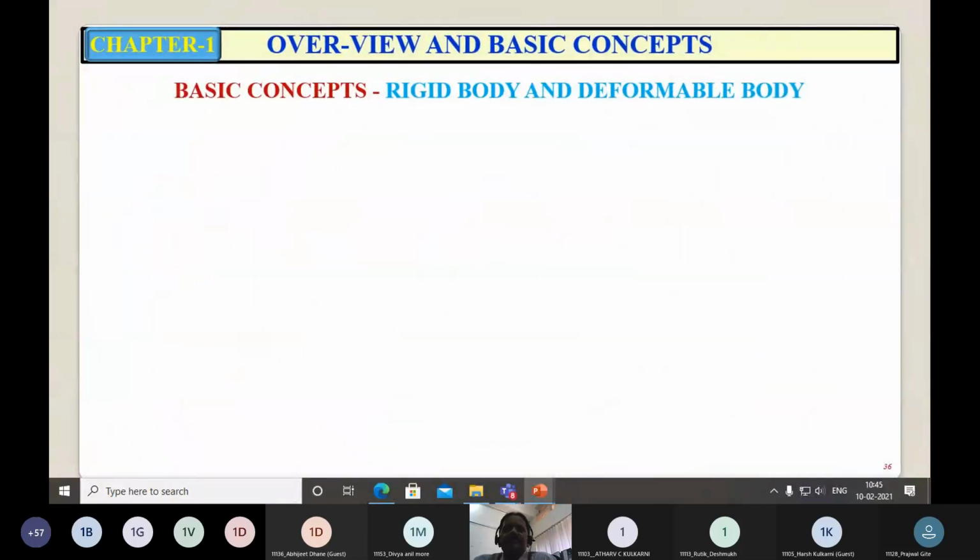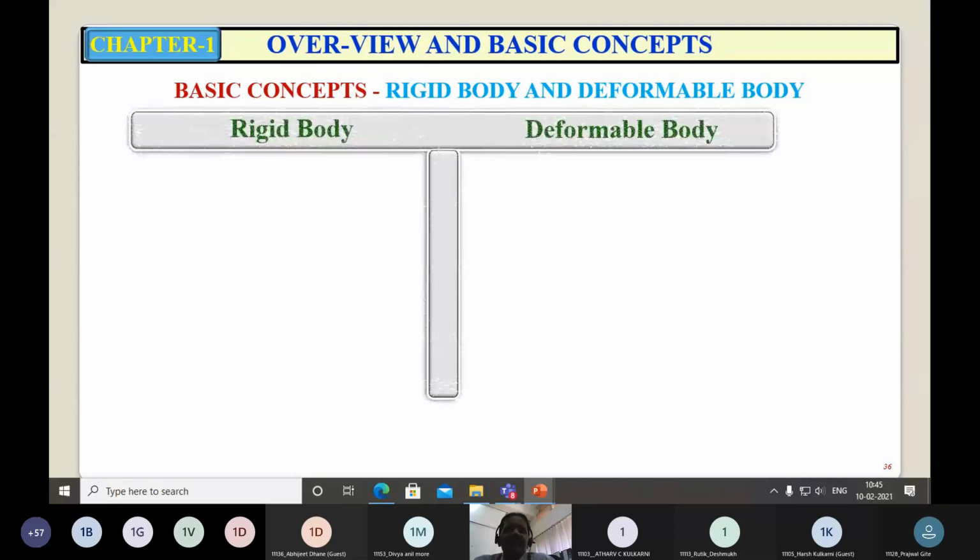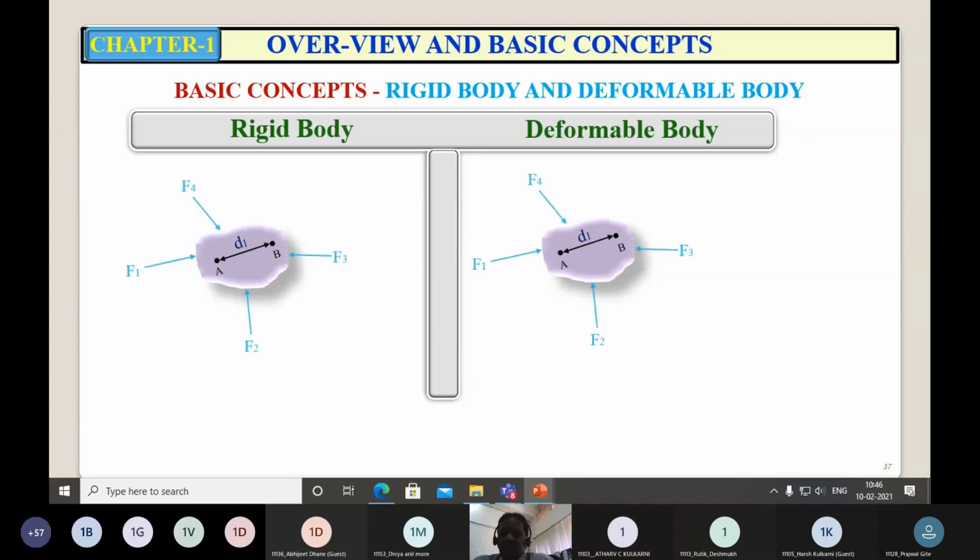Then next, rigid body and deformable body. This we have already studied in detail, right? So let us consider two bodies. Let A and B be the particles constituting that body. Say D1 is the distance between the particles. Now you are applying a force system on both the bodies. So in the first body, after applying these forces, the distance D1 is not changing. That means the size of the body is not changing. Therefore, it is a rigid body.